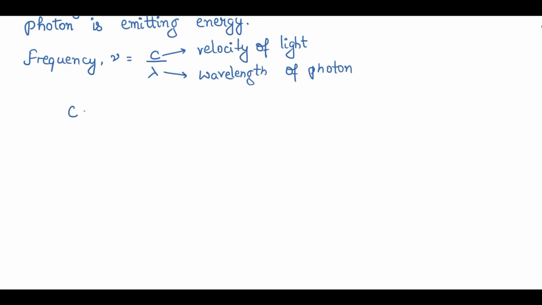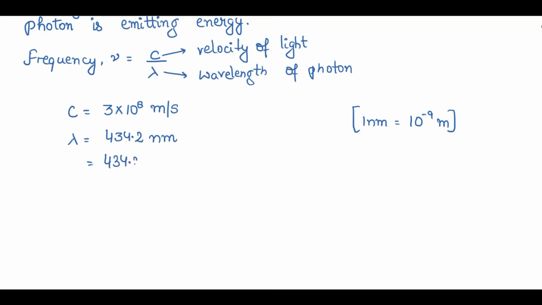The value of c is 3 into 10 raised to power 8 meter per second, right? So the value of lambda is 434.2 nanometer. No need to mention the negative sign over here because we are taking magnitude of this value, right? So I just want to convert this nanometer into meter because the velocity of light is in meter, right? So 1 nanometer equal to 10 raised to power minus 9 meter, right? So it will be 434.2 into 10 raised to power minus 9 meter.